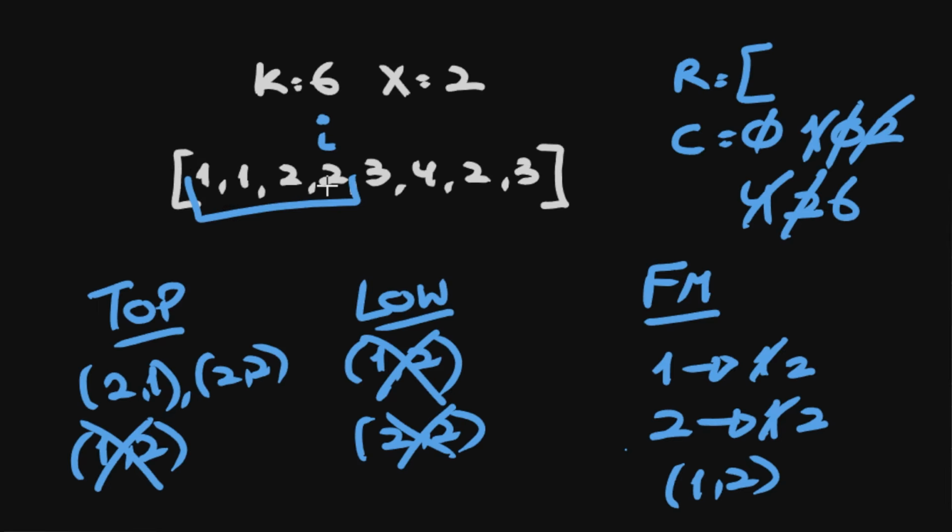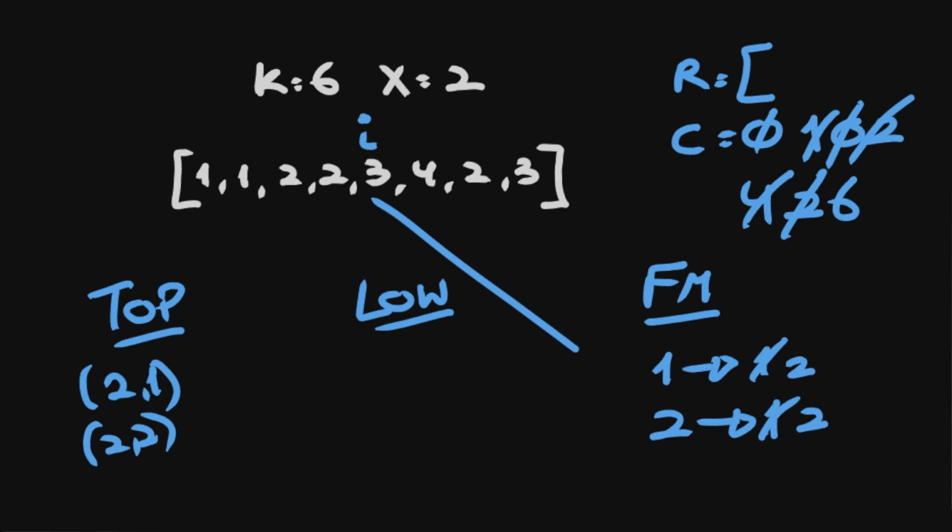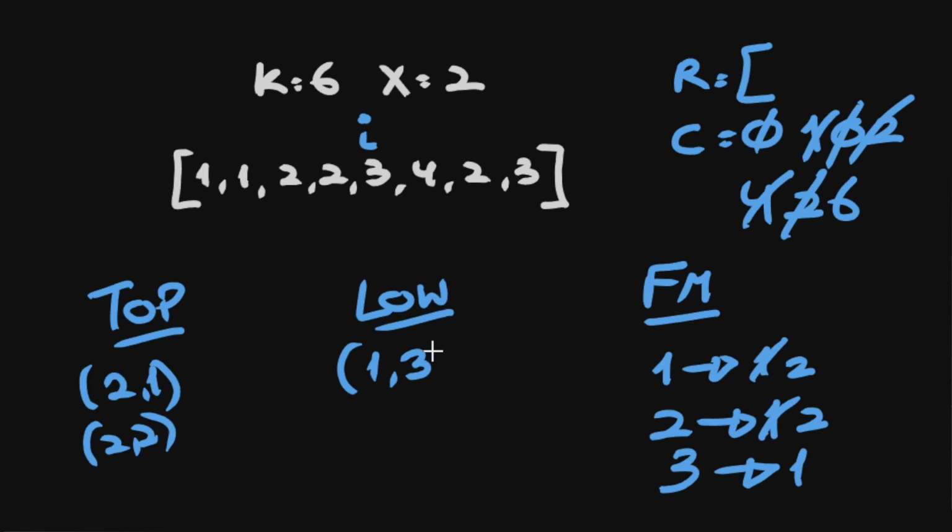But here we only have 4 elements and k is 6, so we can't add anything to the result and continue. Now we are here, so we go to the frequency map. We add 3. The count for this is 1. This is the first 3 that we see. So we go to low and add this information, meaning a tuple with 1, 3.